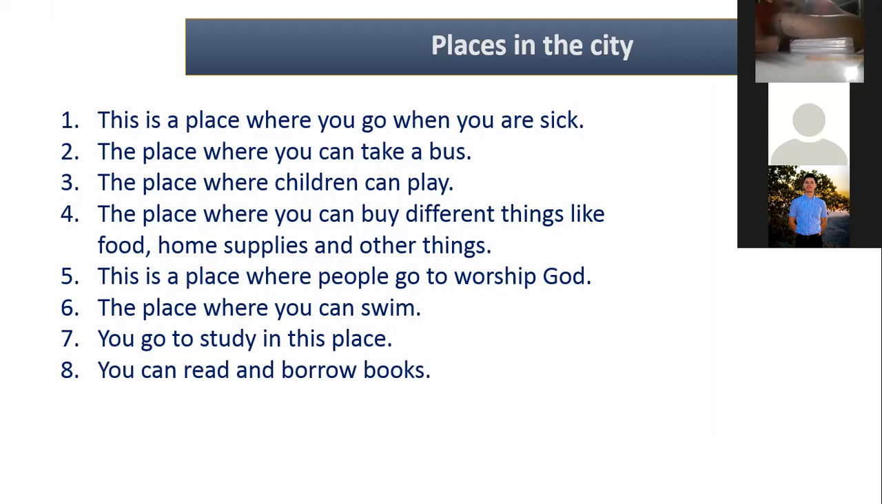Can you read, please? Number eight. You can read books. And what is it? The library. The library, yes. Do you visit the library, guys? Sometimes. In this time, no. Not really. Only when you were in the university.